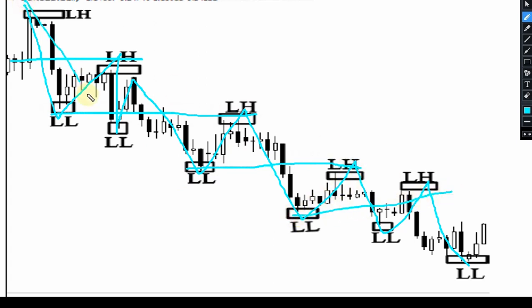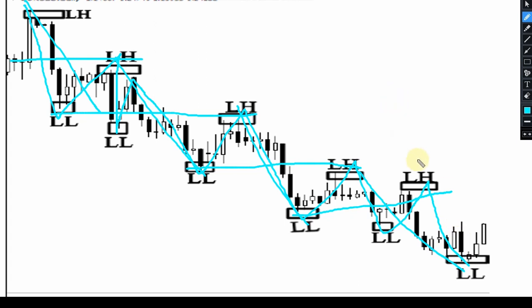So always go with the trend. Sell here. This is a sell opportunity here. This is a sell opportunity here. This is also a sell opportunity here. Don't go against the trend. You are likely to miss it, and when you miss it, you are likely to lose some money in the market.